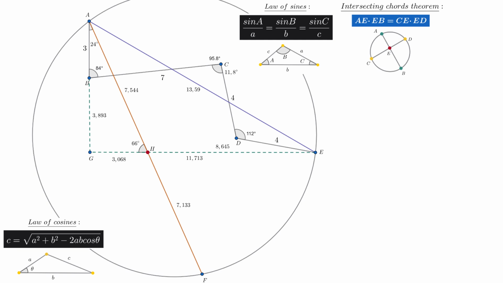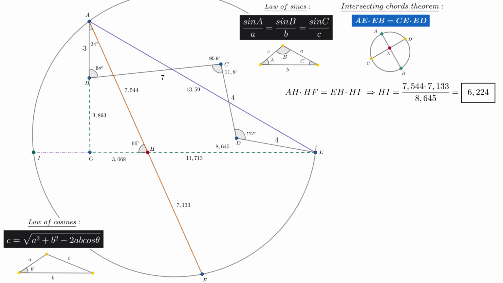We're going to complete this half chord that we have, make it into a full chord. We're going to find this line segment HI. So AH times HF equals EH times HI, which is HI equals 6.224. And so the full chord EI is EI equals HI plus EH, which is 14.869.